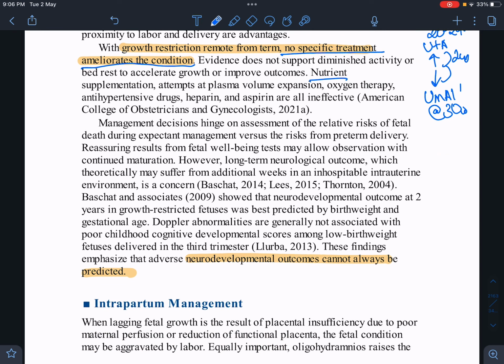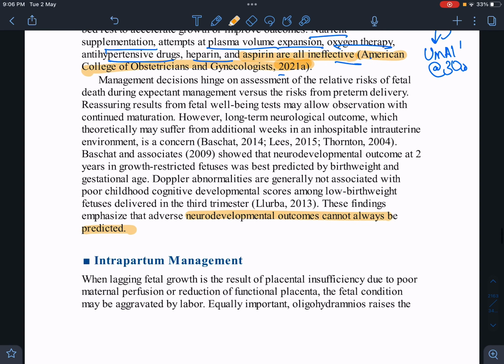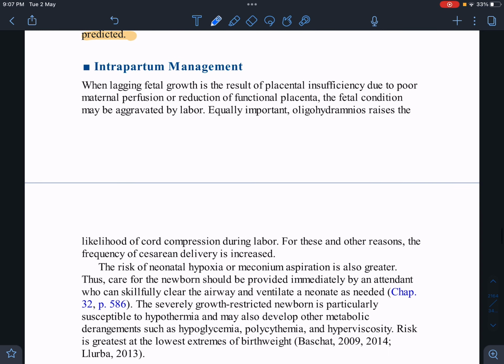See, nutrient supplementation, plasma volume expansion, oxygen therapy, anti-aspirin, all are ineffective. Even aspirin, according to the 2021 ACOG guideline, is ineffective. I hope you can see this. And also ineffective according to the ACOG 2021 guideline. Now next you have to go to intrapartum management.